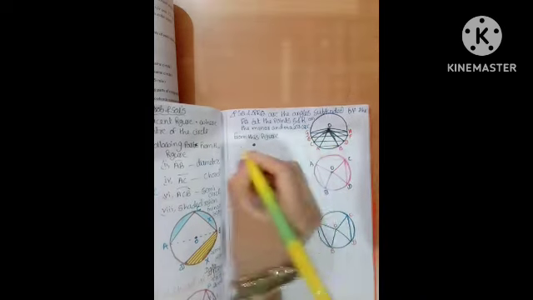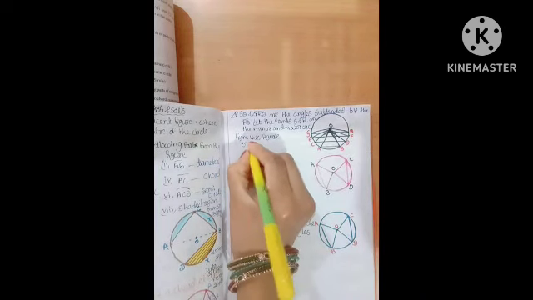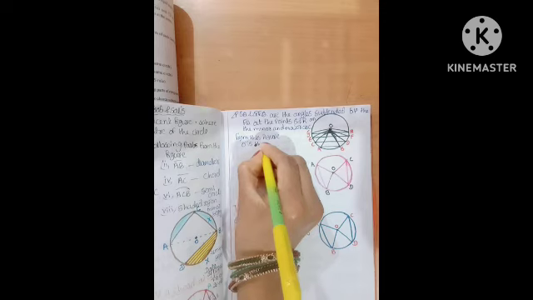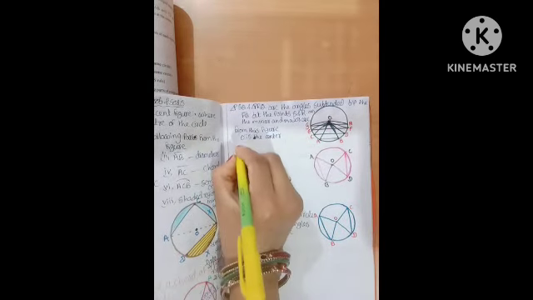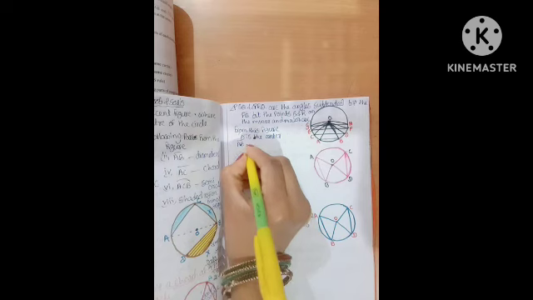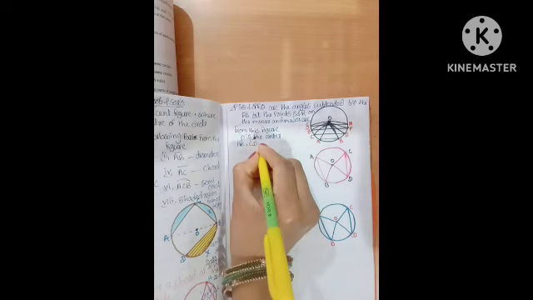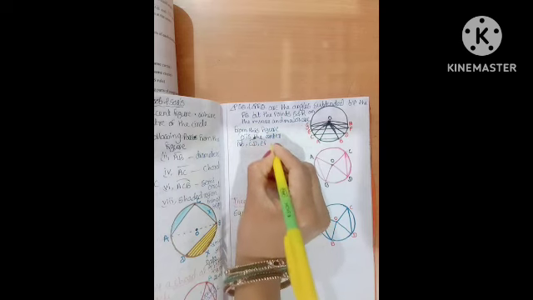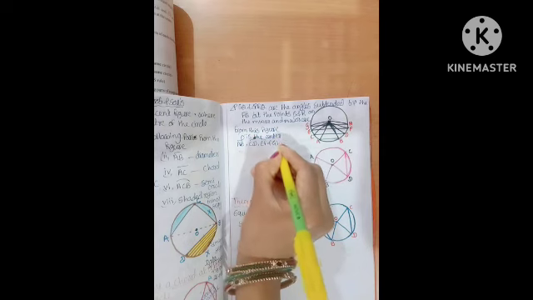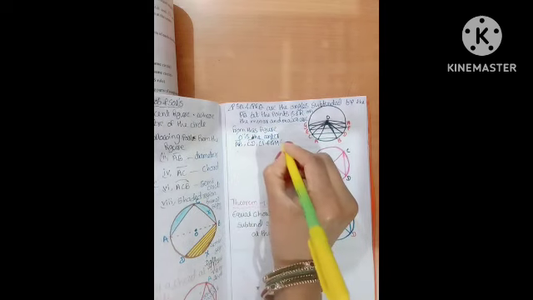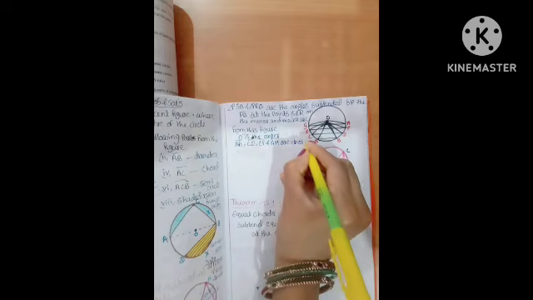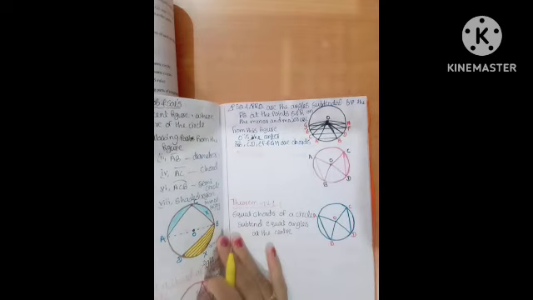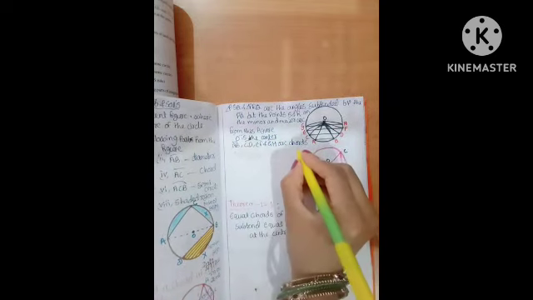Are you clear? From this figure, O is the center. And AB, CD, EF, and another one GH. These all are the chords respectively.